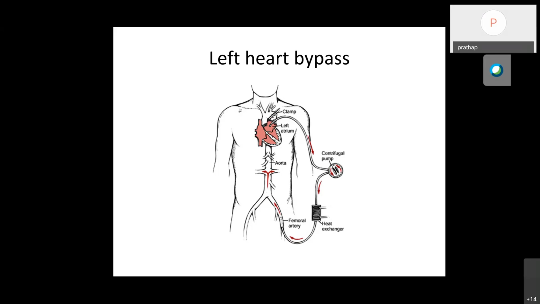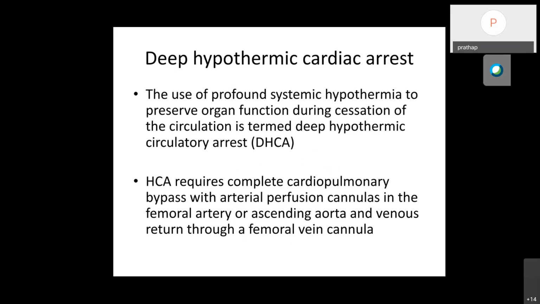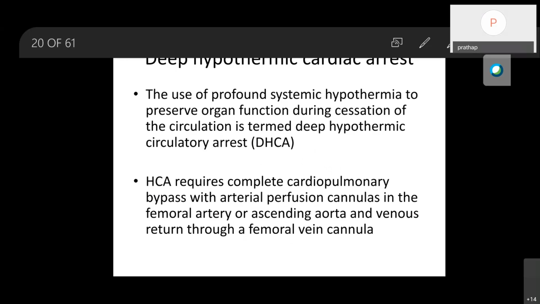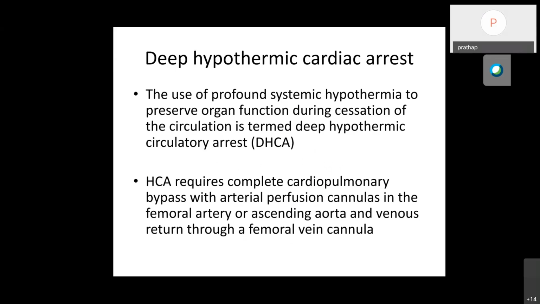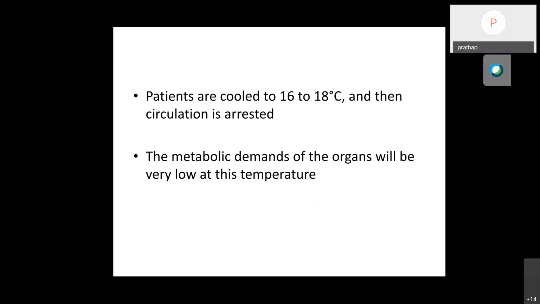The other one is deep hypothermic cardiac arrest, where the use of profound systemic hypothermia to preserve organ function during cessation of circulation is termed deep hypothermic circulatory arrest. The hypothermic cardiac arrest requires complete cardiopulmonary bypass with arterial perfusion cannulas in the femoral artery or ascending aorta and venous return through a femoral vein cannula. Patients are cooled to 16 to 18 degrees Celsius, and then circulation is completely arrested. At this temperature, the metabolic demands of the organs will be very low, and injury to the organs will be very less.